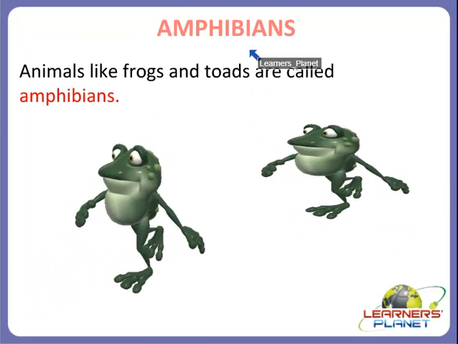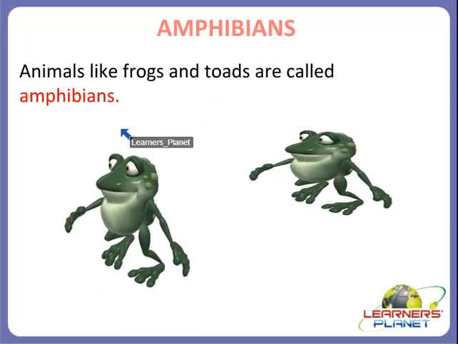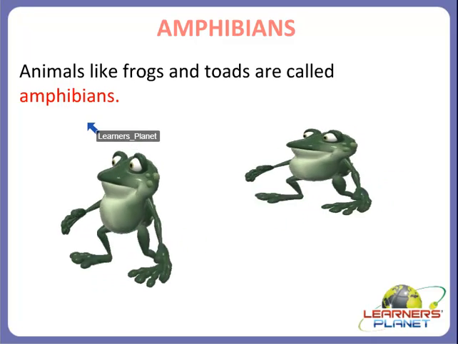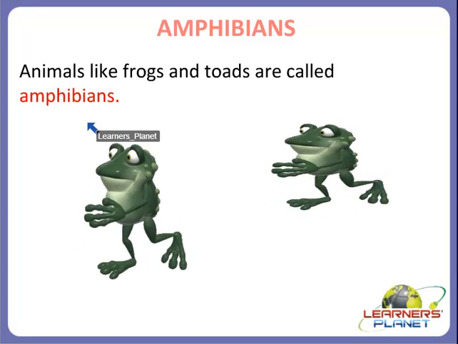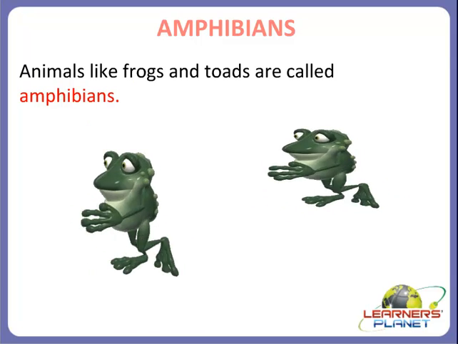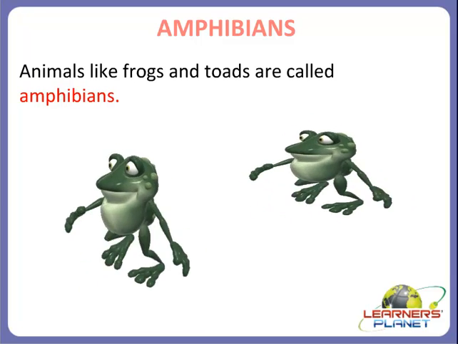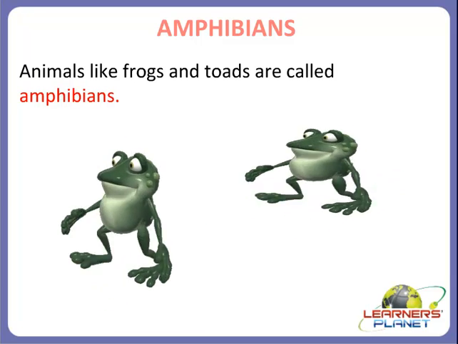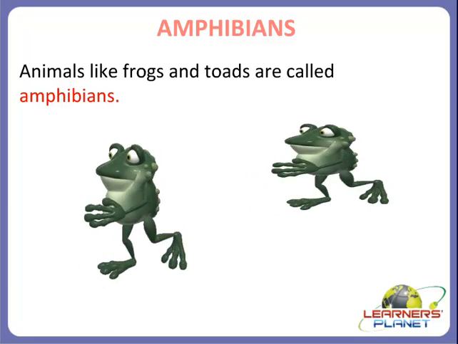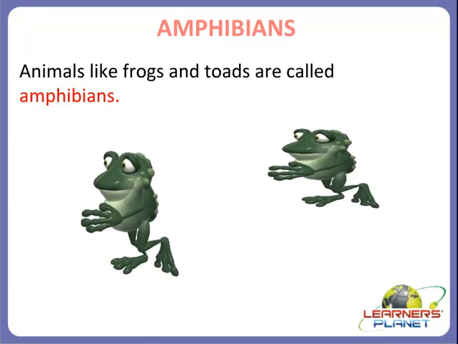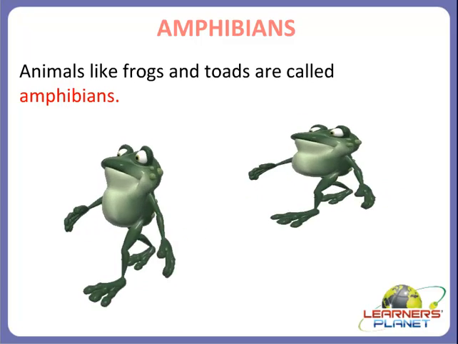Now we will study about amphibians. Children, animals like frogs and toads are called amphibians, right? Children, you already know that frog is an amphibian, as we saw, right? So what are actually amphibians? Why are they called amphibians? Right, they have certain features that help them to live both on land and in water. As we studied before, yes, amphibians are those animals that live both on land and in water.